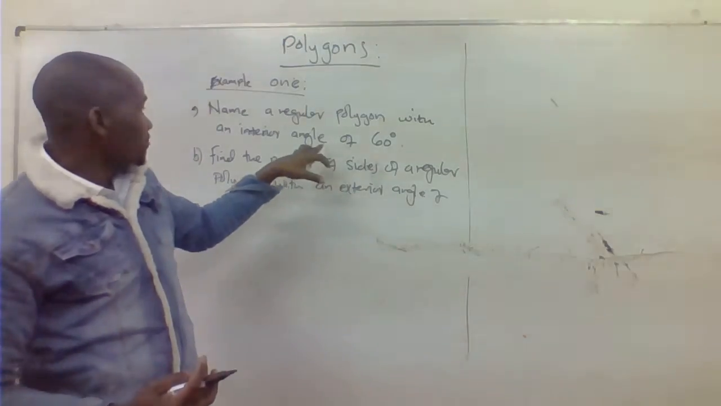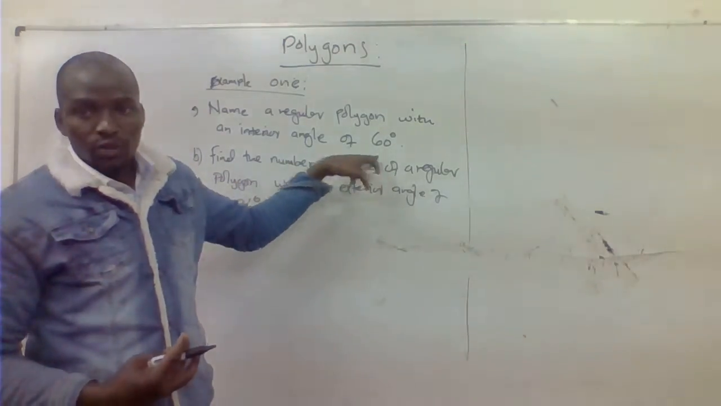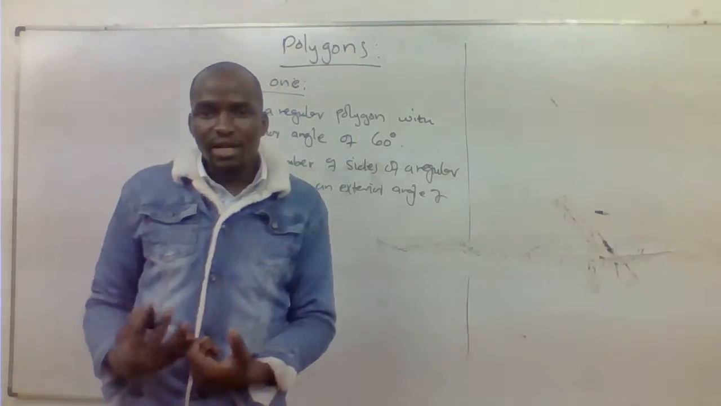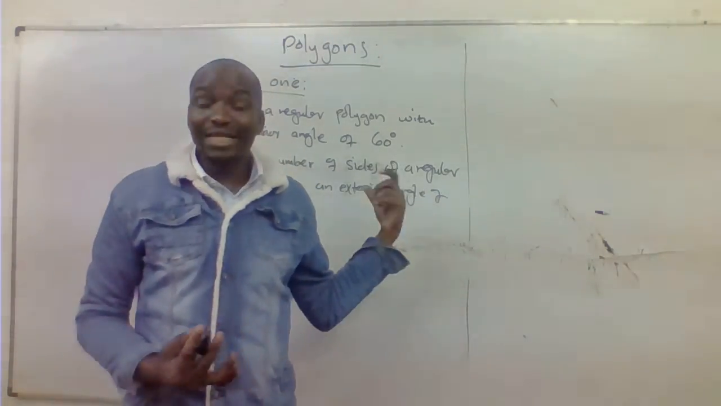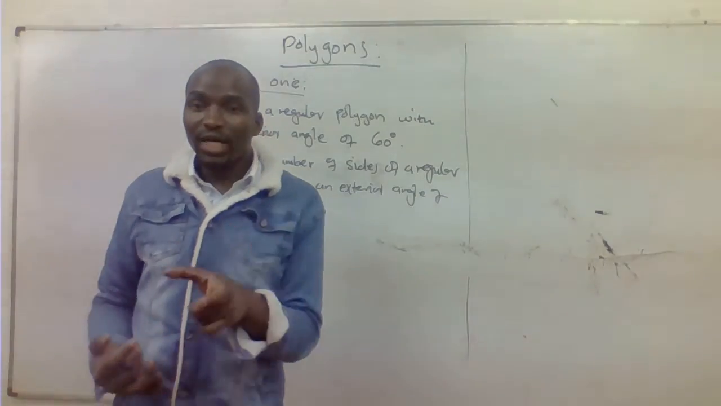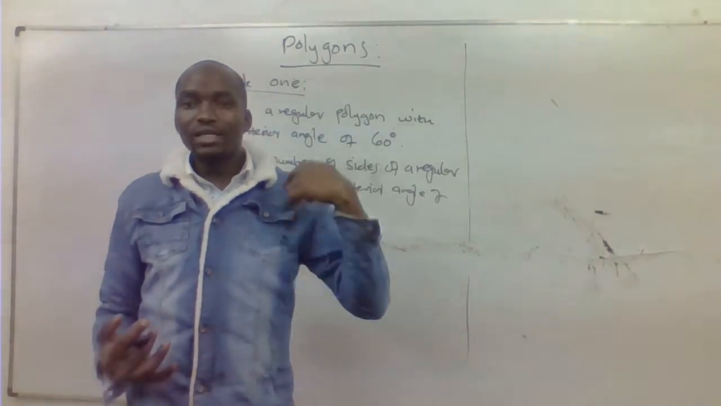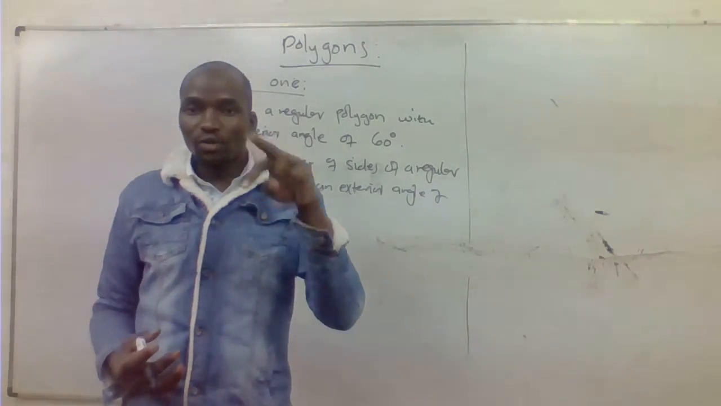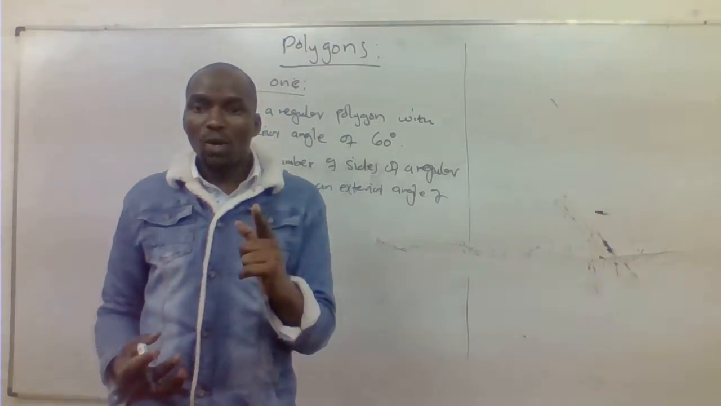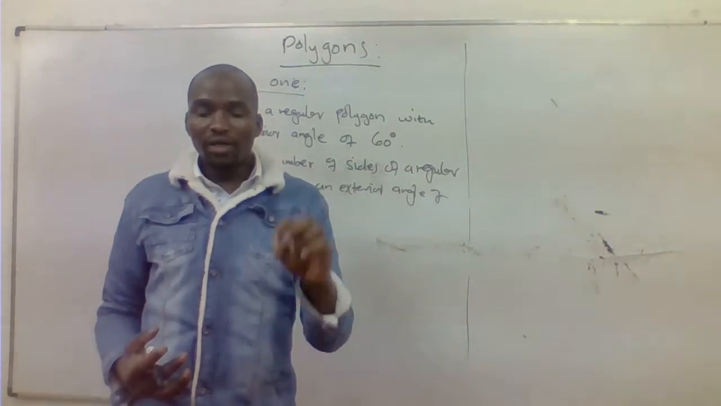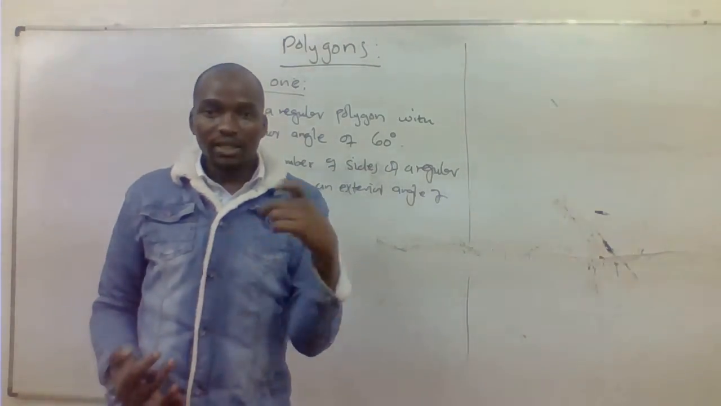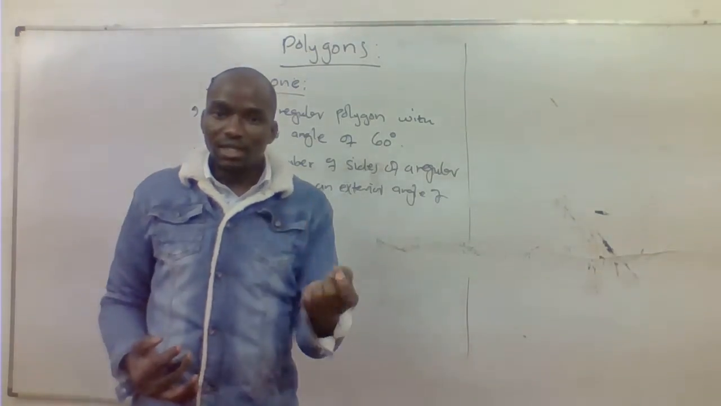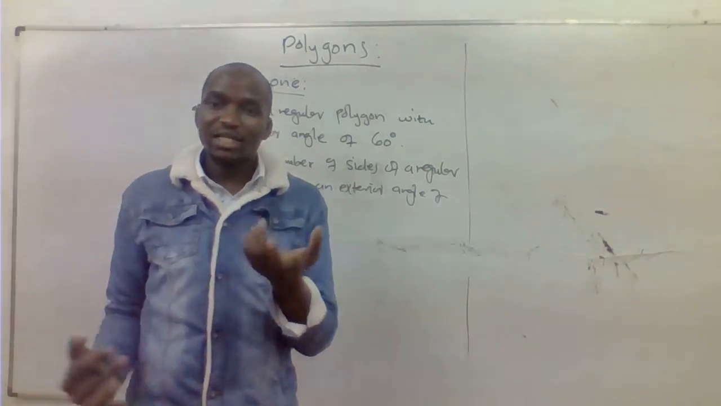Now here we have been given an interior angle. So is it possible to get the exterior angle? And if you get the exterior angle, you have already learned another concept: to get the number of sides, you need to divide 360 by the exterior angle. So those are the 2 key points that we use. Number 1, interior angle plus exterior angle equals 180. Number 2, 360 divided by exterior angle gives us the number of sides.